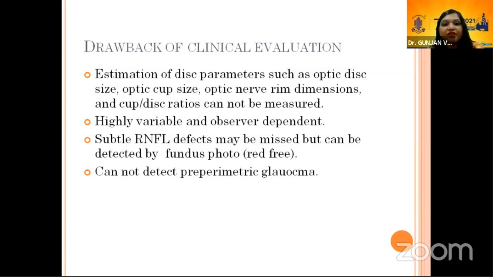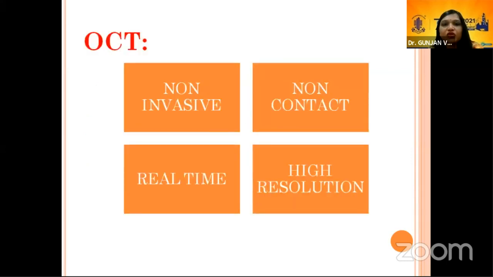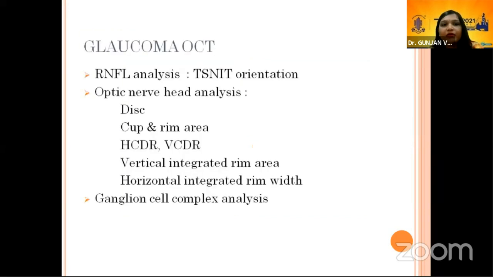Subtle RNFL defects may be missed during busy OPD practice, and if not carefully seen, we miss them. They can be detected by fundus photo, red-free fundus photo, and we cannot detect pre-perimetric glaucoma by clinically evaluating the disc. So here OCT comes to our help. It is a non-invasive, non-contact, real-time and high-resolution imaging. Usually glaucoma OCT is done for retinal nerve fiber layer analysis, optic nerve head analysis, and nowadays ganglion cell complex analysis is also done.